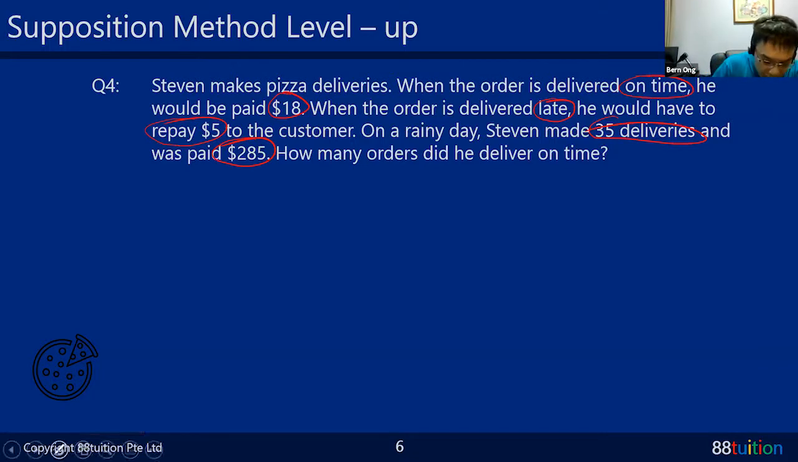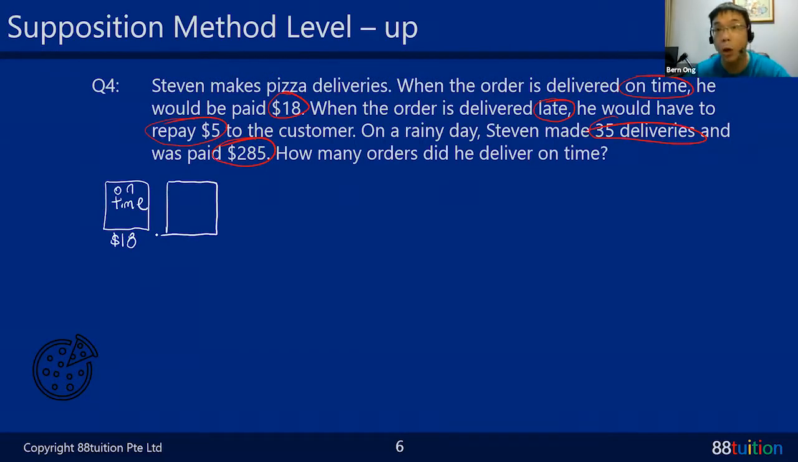All right, so moving on. Let me summarize a little bit here. If it's on time, you'll be given what? $18. So down here you have $18 if the pizza is delivered on time. What is the opposite of on time? Can I call it off time? Off time means you're late.